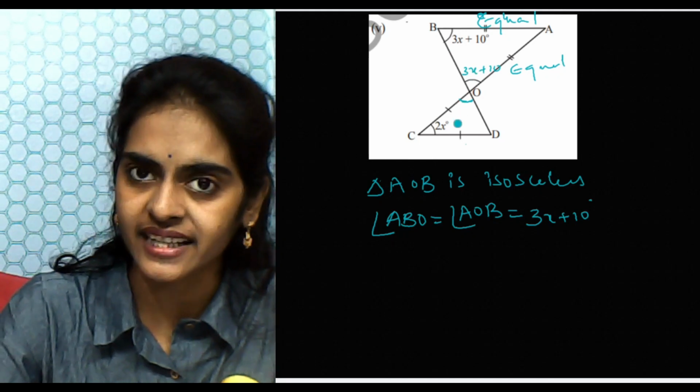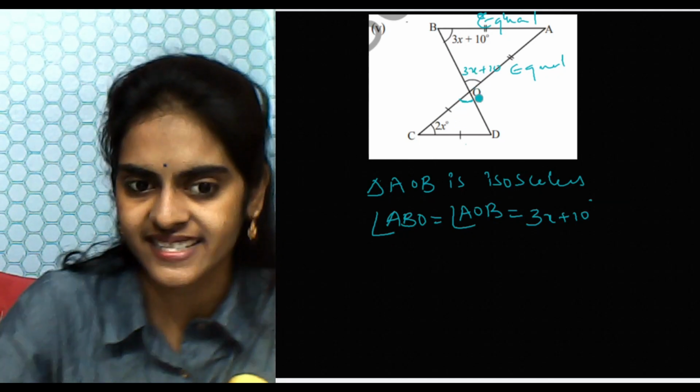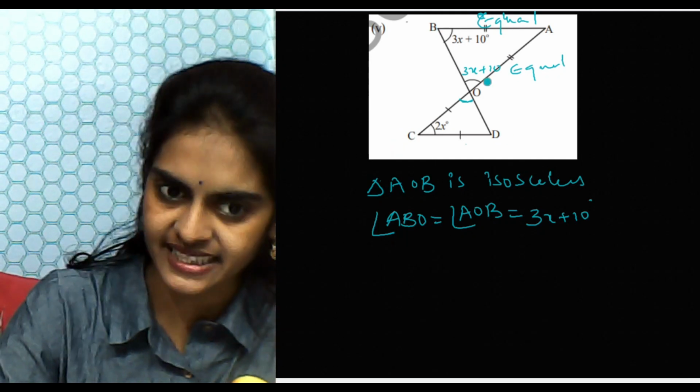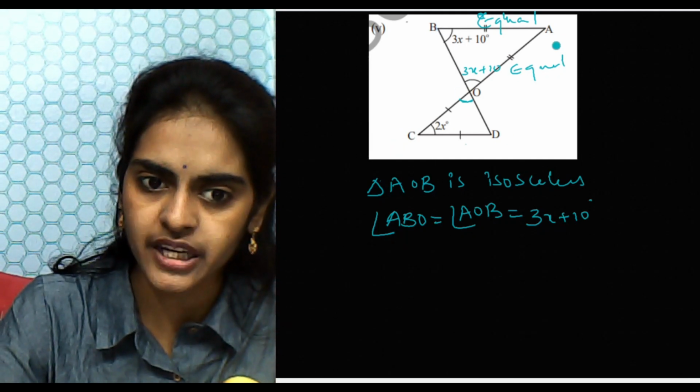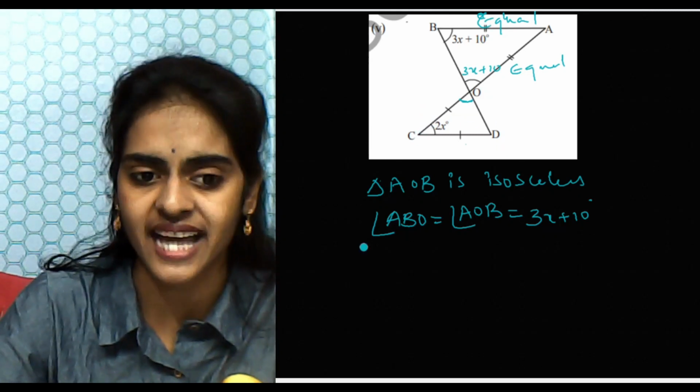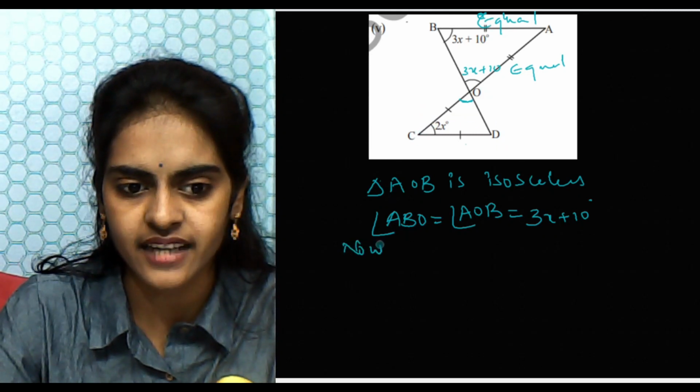How are these two angles? These two are vertically opposite angles. Just see, these two lines are intersecting. BD and AC are intersecting. So you have angle BOA is equal to angle COD. Why? Because they are vertically opposite angles. Okay, so let us write that now.